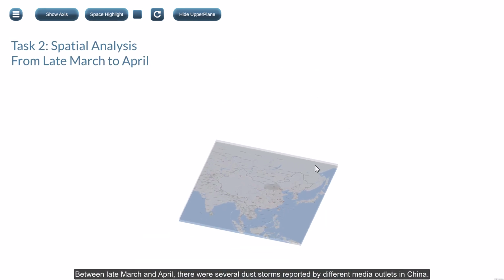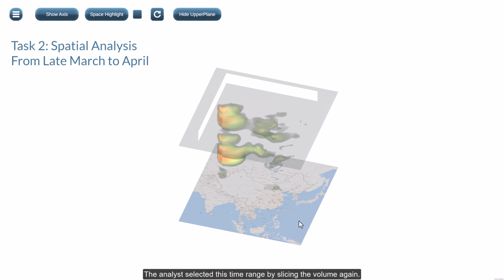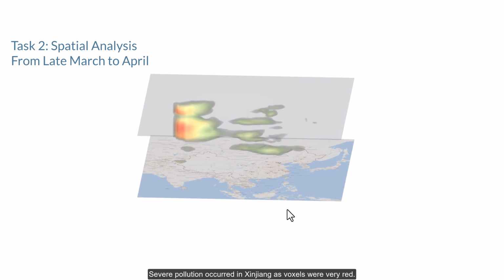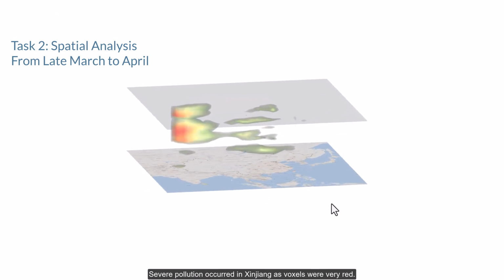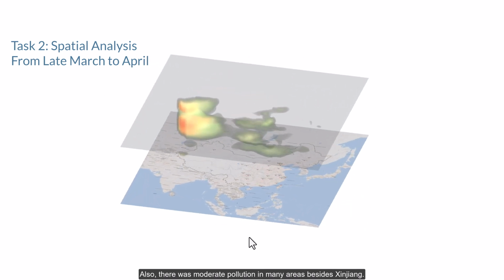Between late March and April, there were several dust storms reported by different media outlets in China. The analyst selected this time range by slicing the volume again. Severe pollution occurred in Xinjiang as voxels were very red. Also, there was moderate pollution in many areas besides Xinjiang.